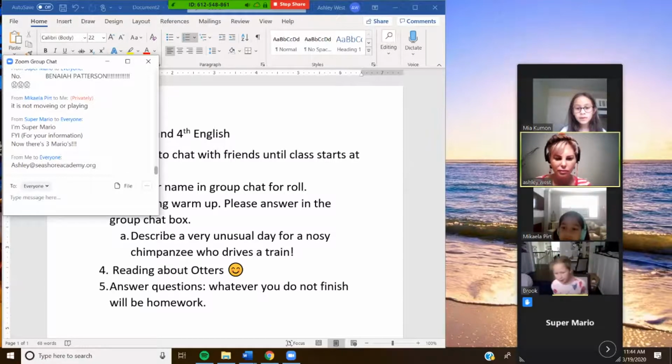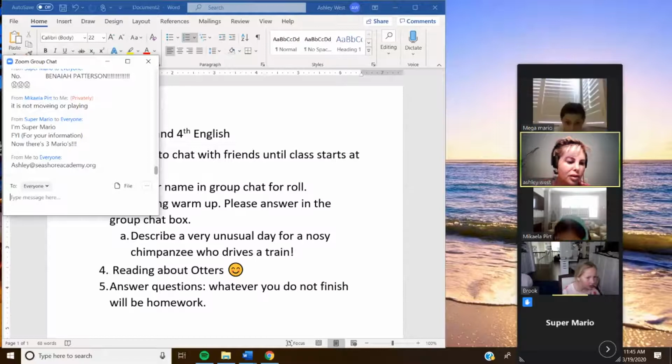I typed in Google Classroom, and it says sign in, use your Google account. What is that? What do you mean? You know what? Your mom should have gotten an invitation, and if she did not, then do you see my email on the group chat? It says Ashley at Seashore. So write down my email address, and you can email me or have your mom email me to get that information.